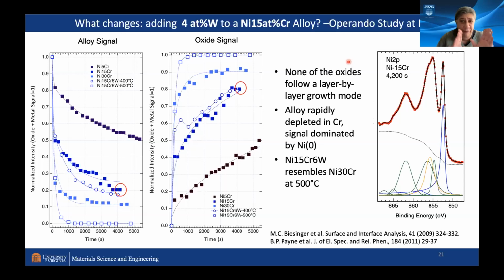It's hard to capture the full information depth within these graphs, but just looking at them for a few seconds, none of the oxides grow in a layer by layer growth mode. They more or less have strong to weaker island growth modes. The alloys are rapidly depleted in chromium, so all the alloy signal is essentially just nickel. And the nickel 15 chromium at 500 degrees Celsius resembles nickel 30 chromium much more than the binary counterpart.